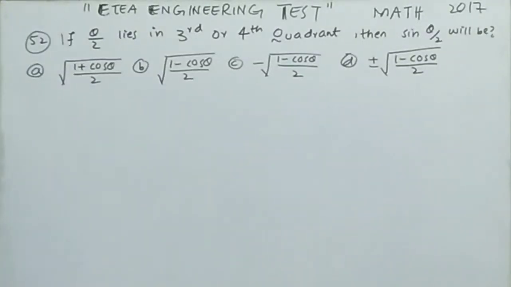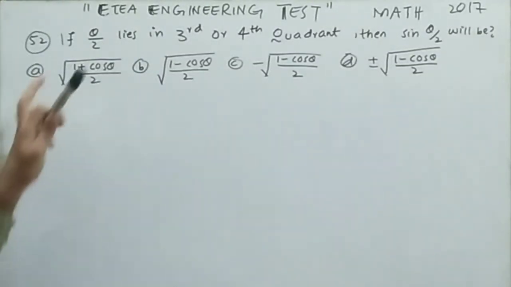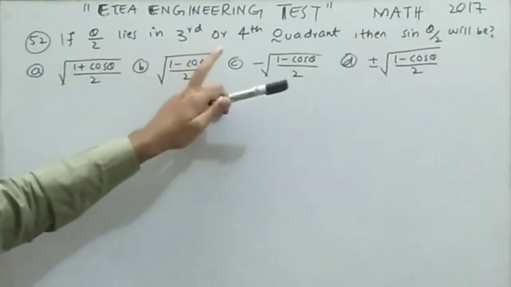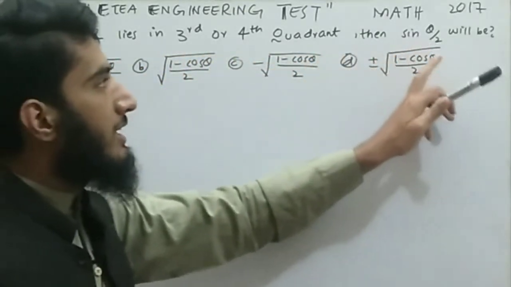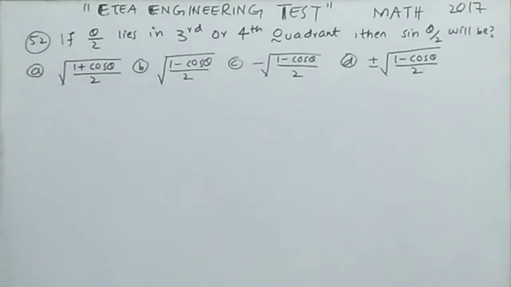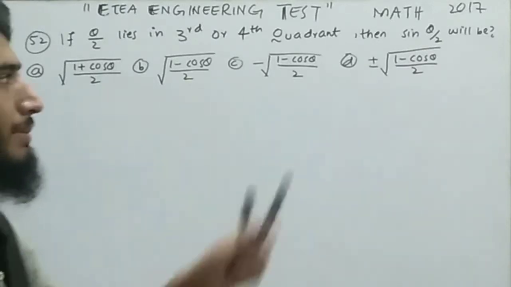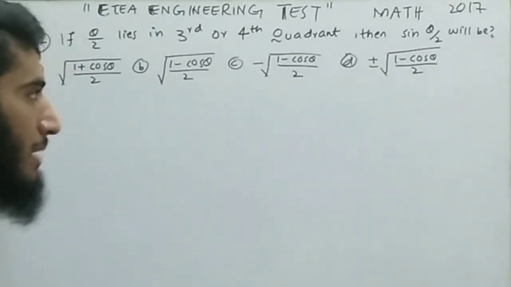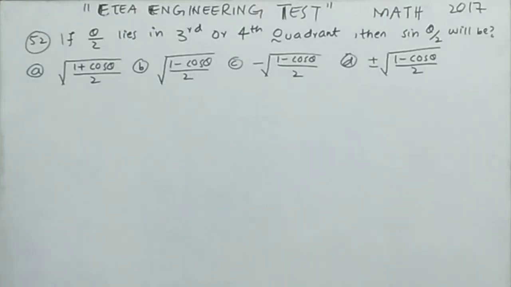Move to the next MCQ, number 52. It tells that if theta by 2 lies in the third or fourth quadrant, then sin theta by 2 will be. These MCQs can be solved within 2 seconds if you know the behavior and the role of the trigonometric sine function in the quadrant plane. So let's move to the solution of this MCQ.